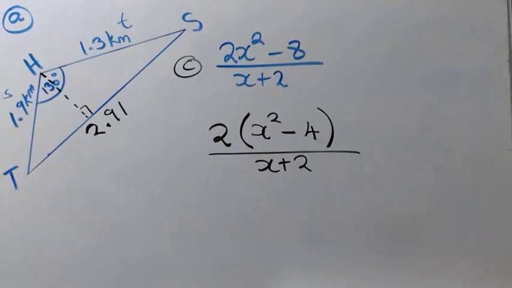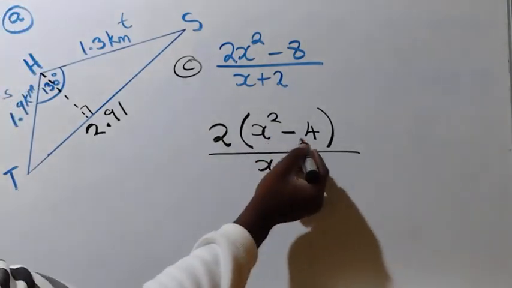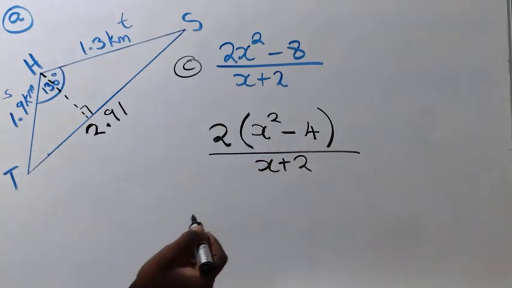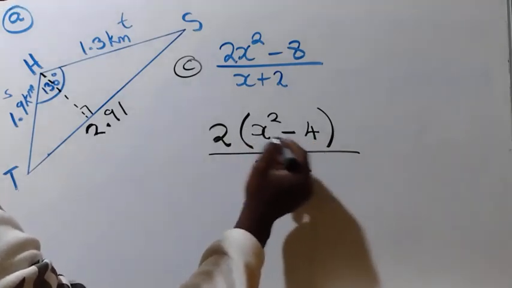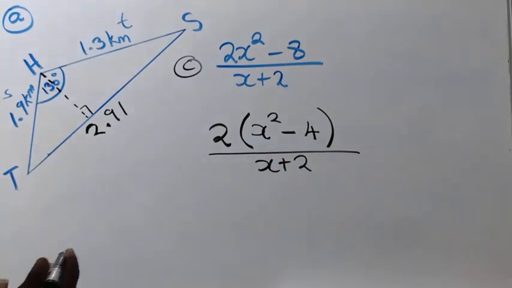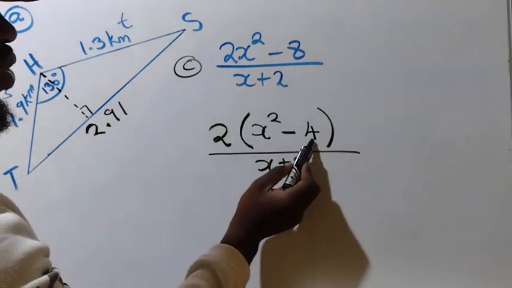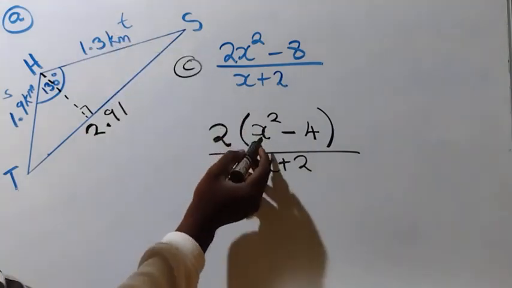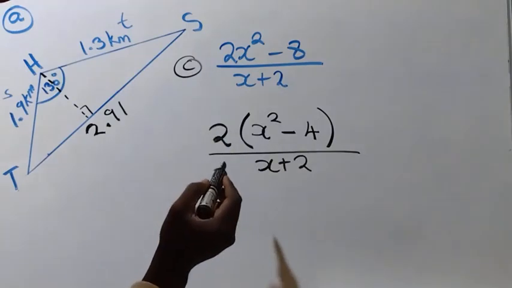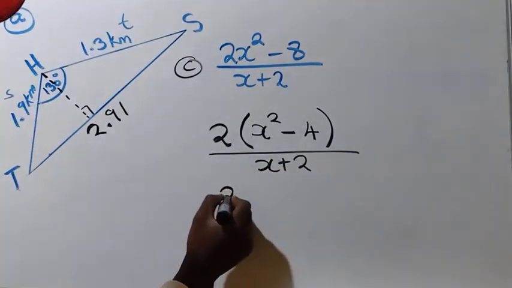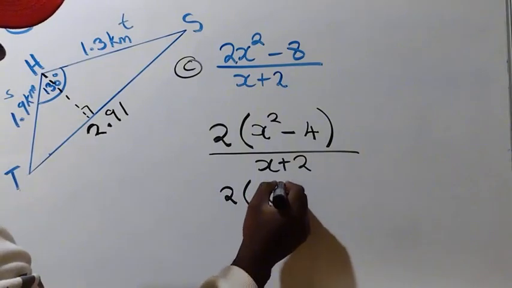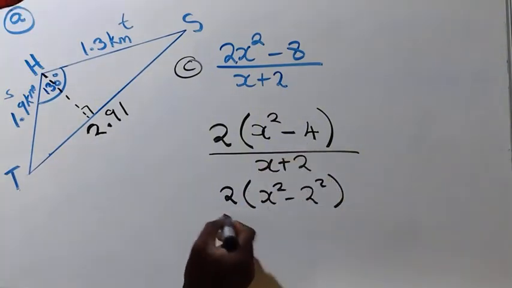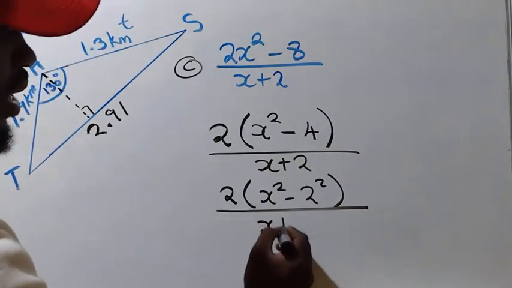From here, you can see that on top, inside the brackets, you have x squared minus 4. Once you see something like this, you can write it as a difference of 2 squares, because you write this 4 in index form with a base of 2 to the power 2. Why? Because this x has a power of 2. So it's going to be 2, open bracket, x squared minus 2 squared, because 2 to the power 2 gives you 4, over x plus 2.